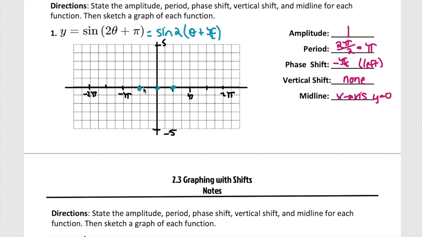So halfway between our zeros, we have our minimum and maximum values. Since our amplitude has not changed, my maximum value is still going to be positive 1. And since it's halfway between, I'm going to go halfway between these 2 points and then up 1. And then my minimum value is halfway between my next 2 points and it's down 1. And so now I have one period of my sine function. I'm going to go ahead and sketch this on the rest of the graph using the same sort of pattern. And there is the sketch of our transformed sine graph.